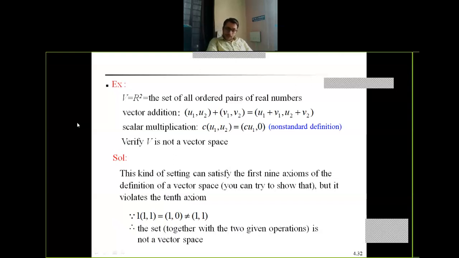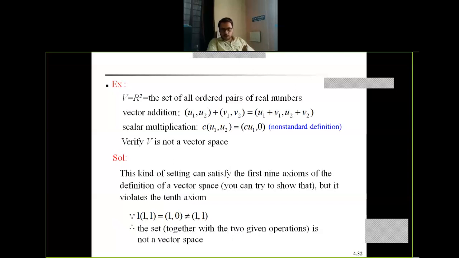So the next is the scalar multiplication operation, which is described like this: c of (u1, u2) is equal to (cu1, 0). The first element is correct, cu1, but every time the second element will be 0. And to understand, the note they have given in brackets is: non-standard definition.